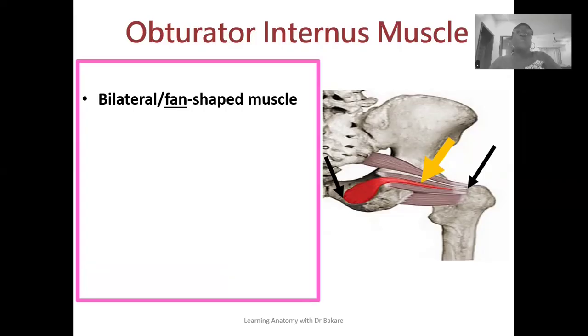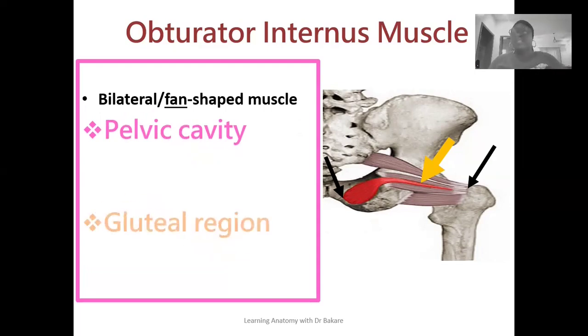This muscle, from where it originates to where it finally inserts, is seen to have two sub-regions. It is seen to have the pelvic region, which is the region located within the pelvic cavity, and also a gluteal region, which is the region seen within the gluteal space. So considering the course that it runs, it is seen to run through two sub-regions. It is seen within the pelvic cavity, and it is also seen within the gluteal region.